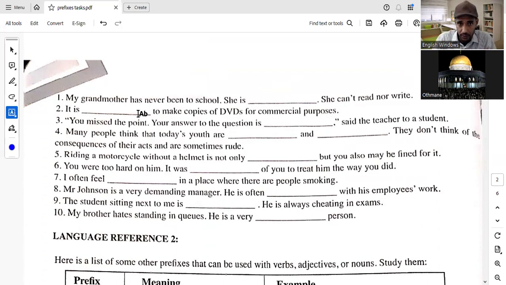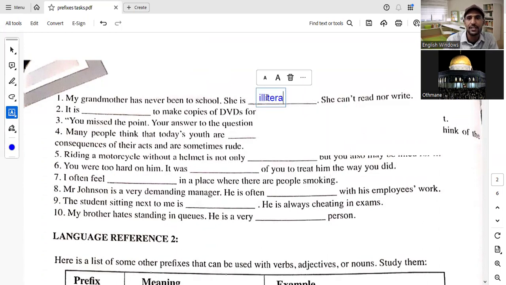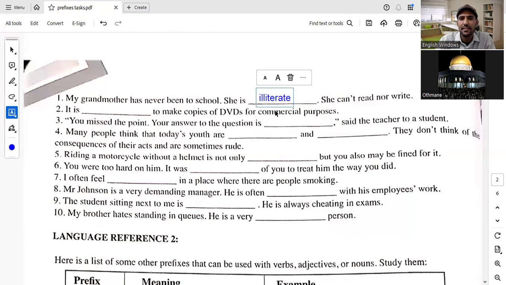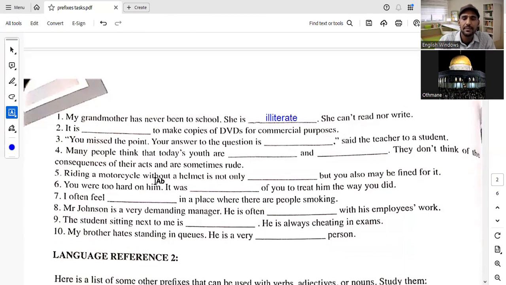Number one, my grandmother has never been to school. She is illiterate. Very good. She is illiterate, يعني هي أمية. She has never been to school. She doesn't know how to read or write. But today's illiteracy is quite different. We have digital illiteracy again. هناك أمية رقمية. As someone who doesn't know anything about the internet, about the use and the management of one's computer, whatever.